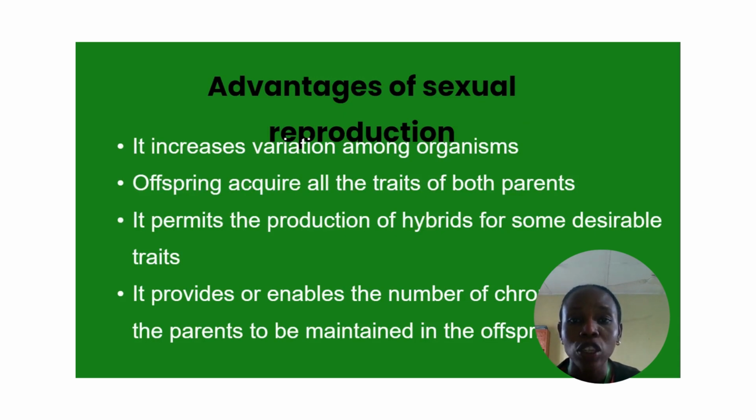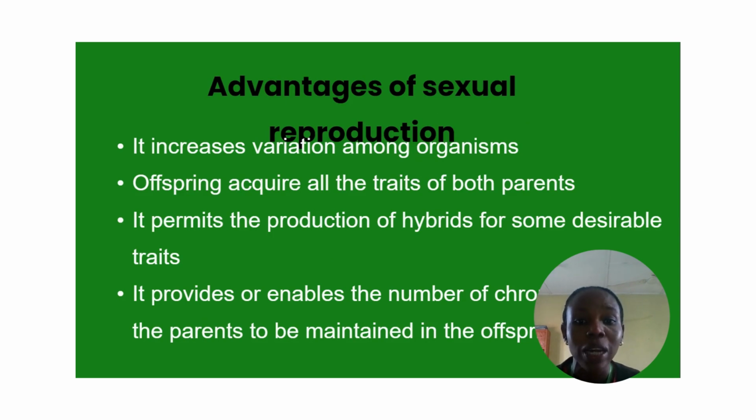Now, what are the advantages of sexual reproduction? The first one is that it increases variation among organisms. And what is variation? Variation is simply the differences that exist between organisms. So, even as much as they have the same genetic material, they can be physiologically different. That is one of the advantages of sexual reproduction. It increases variation. It makes differences between organisms to be evident.